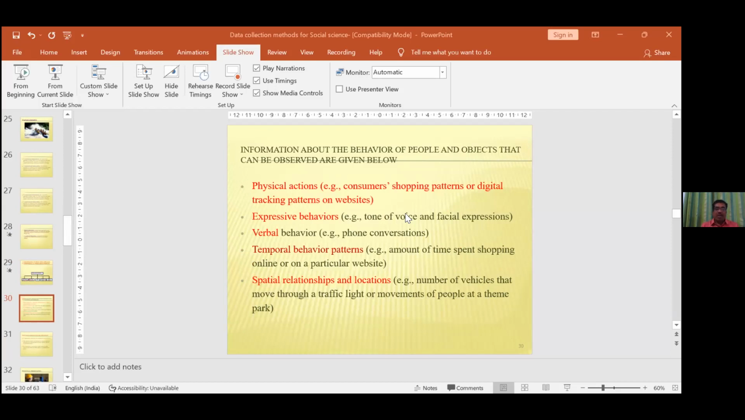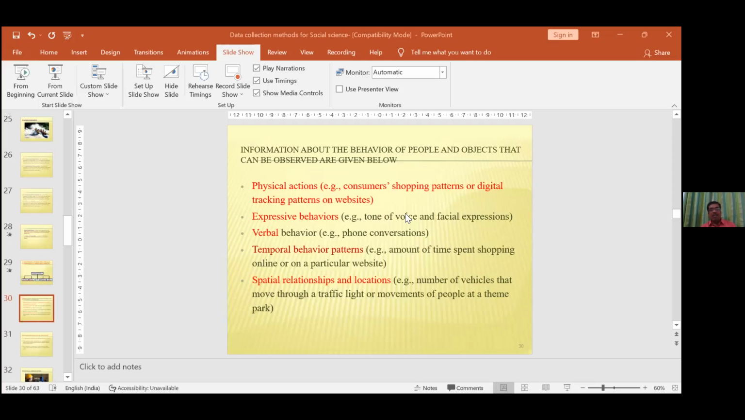Sometimes, say for example, you would like to know the expressive behavior. What is expressive behavior? For example, you want to know the tone of the customer while purchasing the product and the facial expression of the customer. Sometimes if the customer is disappointed, they will pull a long face. Okay, so in such circumstances, you can use the observation method.